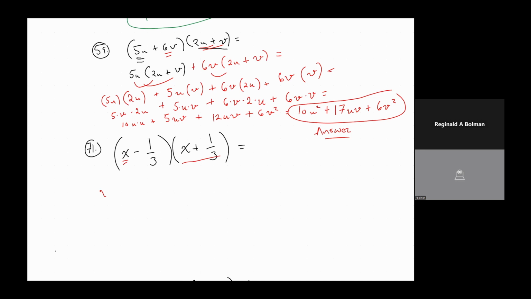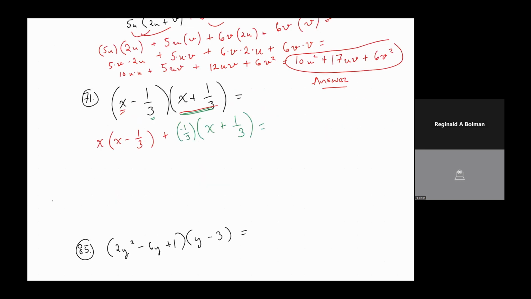We're going to take our x, we'll multiply with x minus 1/3, just like that. And we're going to add to this the second term in the first set of parentheses, which is negative 1/3, which I recommend people writing like so. And we're going to multiply that across the entire second set of parentheses. Just like that.